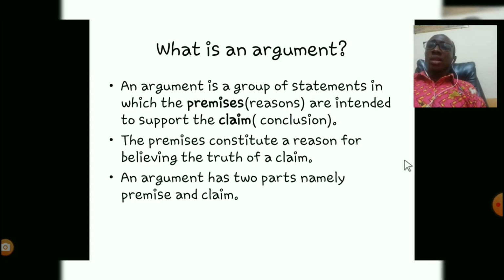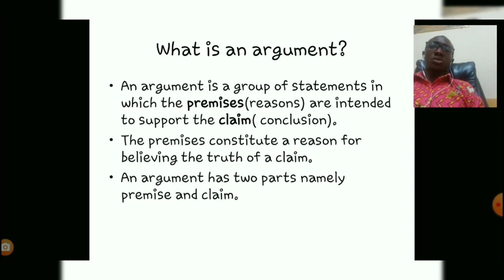Now, if you read literature, you will come across a lot of definitions of argument. Below is one of them. An argument is a group of statements in which the premises are intended to support the claim. So an argument is a family of what? Statements. And within those statements, some support the other. Isn't it wonderful? So from the definition, you can realize that an argument has two parts, the premise and the claim.